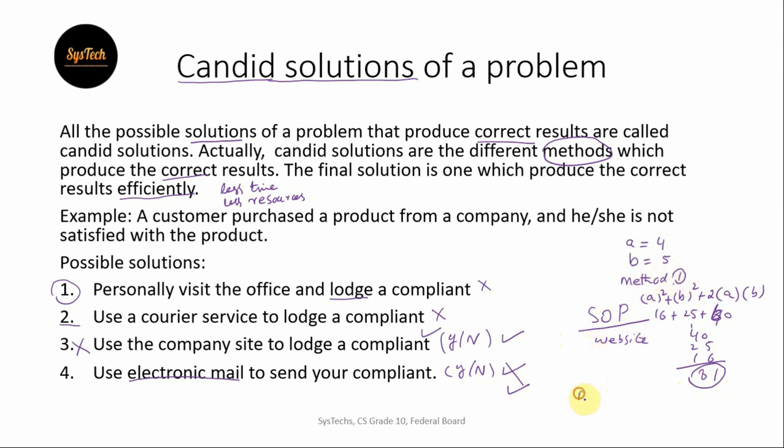We are going for method number 2. This is computer based. It says that a plus b whole square, it means 4 plus 5 whole square is equal to 9 whole square is equal to 81. Which one is the best solution in your viewpoint? So method 2 is producing the same result. Method 1 is a little bit long and method 2 is very straightforward. So in a computer based system we shall go for method number 2.